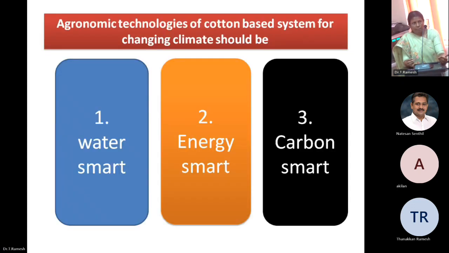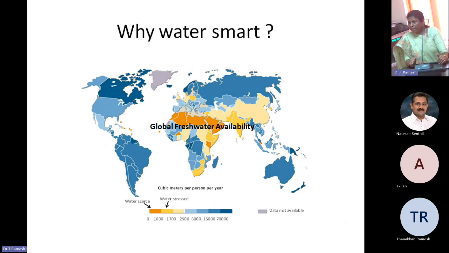Any agronomic technology should have this quality: for a changing climate scenario, it should first be water smart, then energy smart, then carbon smart. Our polyethylene mulching has all the smartness. I can convince you in my future slides. Next one. Why should it be water smart?